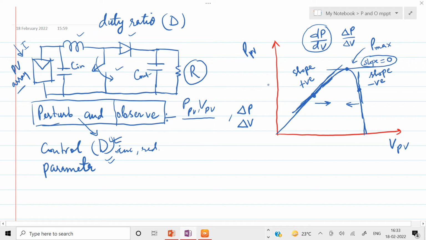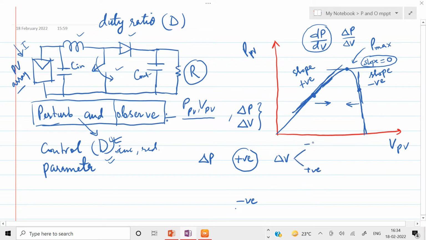Is it fine? So in computer, how are we going to do this? First of all, the logic is we will try to find out delta P. So delta P could be positive or it could be negative. If delta P is positive, then we have two cases for delta V. Delta V could again be positive or it could be negative, isn't it? So if delta P is positive and delta V is positive, what should we do with the duty ratio? Should we increase it or should we reduce it?